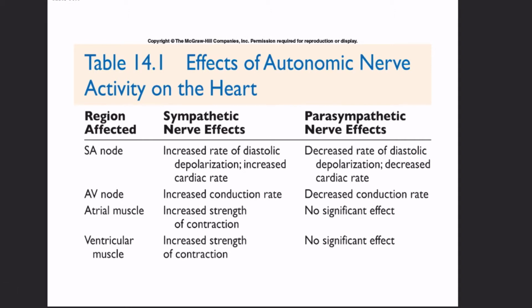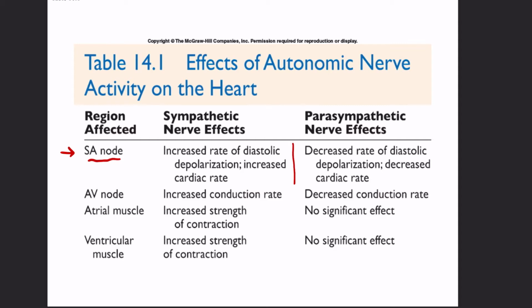If we look at where the sympathetic and parasympathetic activate, they both are acting on the SA node. They're going to have their effect on the SA node, and this is what allows them to either increase or decrease the cardiac rate, the heart rate, by increasing or decreasing the pacemaker potentials or the depolarization in the SA node.